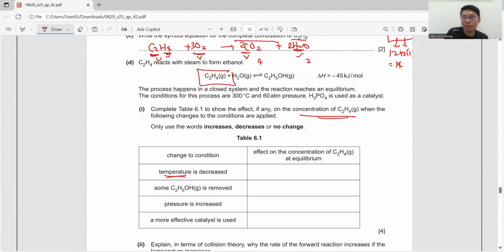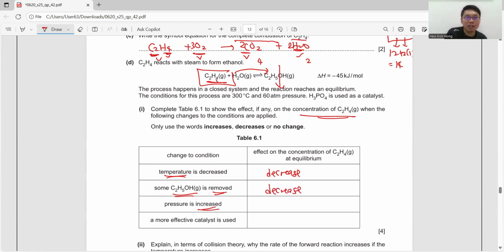When temperature decreases, the exothermic forward reaction will release heat to the surroundings. When temperature decreases, they are happy to release heat to the surroundings. That's why they favor the forward reaction. So the concentration of the reactant is decreasing. When C2H5OH is removed, the equilibrium is disturbed, so it needs to shift to the right to balance it back. So that's why the concentration of alcohol decreases.